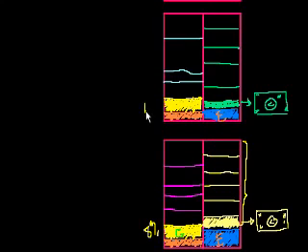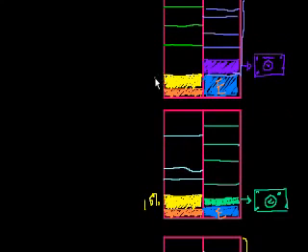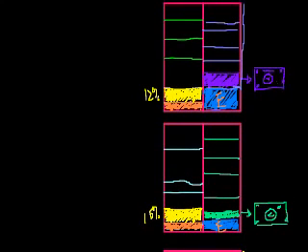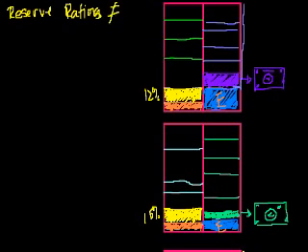Maybe this guy is 10%. Looks a little bit better. Maybe this guy up here is keeping a 12% reserve ratio. So there's no consistent reserve ratio. So let me write that down. Reserve ratios inconsistent. Ratios not equal.